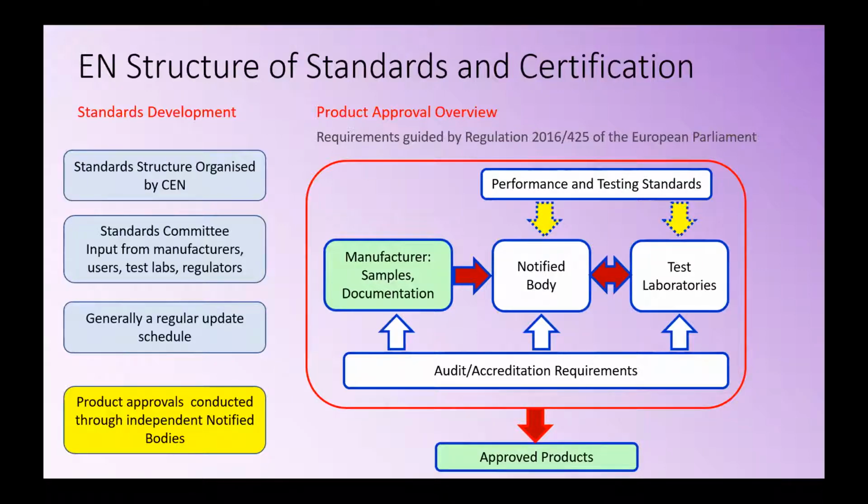The overall process is that a manufacturer would submit to a notified body to obtain a certification that would draw on the performance and testing standards that were going to be described. Test laboratories may undertake the testing, and notified bodies may do that themselves. There's an overall audit and accreditation system that makes the whole program consistent, but from that, approved products emerge. And so there's a choice for manufacturers of which notified body they can go to, and then the choice of test laboratories to go to. And so it's a sort of market-driven system.